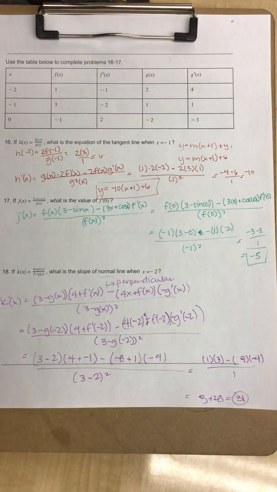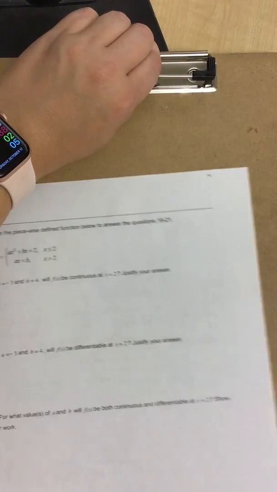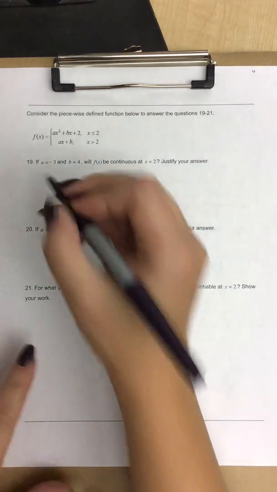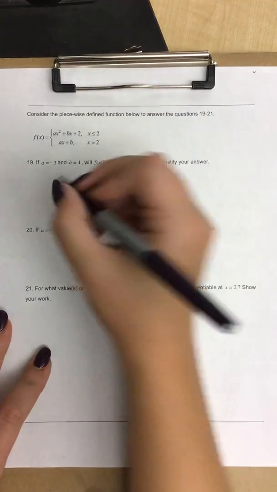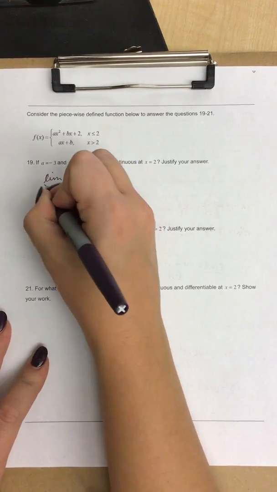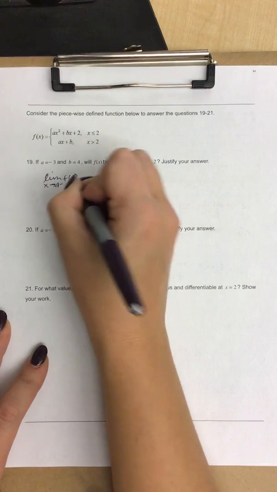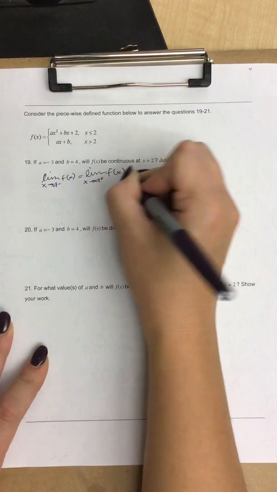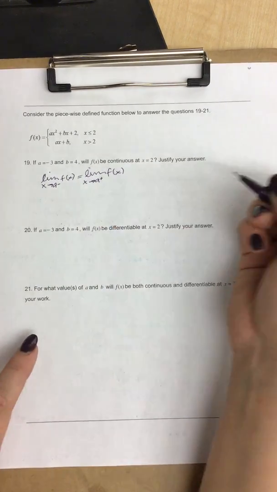All right. One last FRQ. All right. This is another one about differentiability. Okay. So we got a piecewise function, and they're saying A is negative 3 and B is 4. Okay. They want to know, will it be continuous at 2? Well, we're broken up at 2. So basically we want to know if the limit from the left is the same as the limit from the right. And our value of x is 2. Okay. So we're just going to plug in 2.